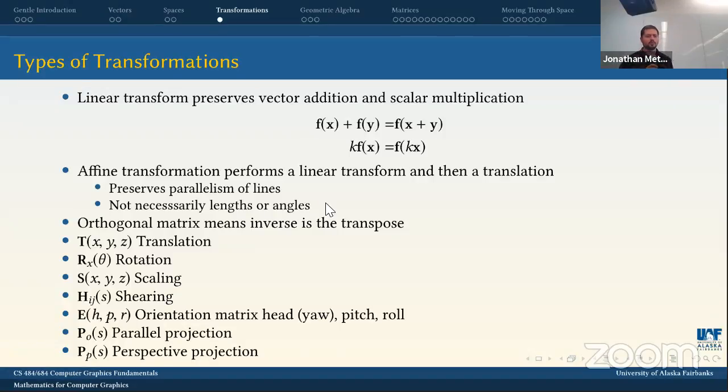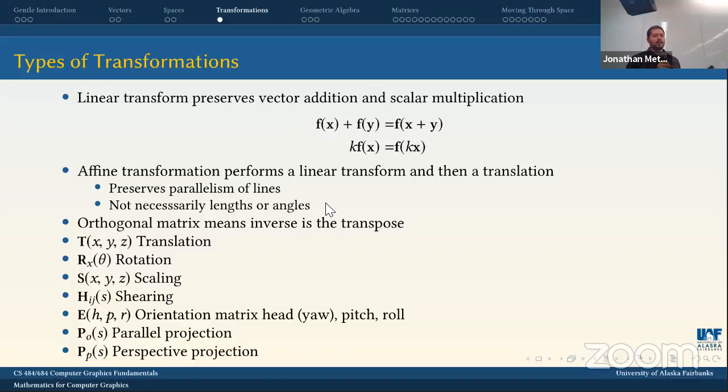And so sometimes we'll use Rx theta to represent an x-axis rotation, or Ry to represent a y-axis rotation, or Rz to represent a z-axis rotation. Although there's another way of doing that, where you can just say, I want to rotate along a certain axis. But let's talk about rotation. If I just rotate this object, is that an affine transformation? Yes, because of the parallelism of the lines. And in fact, the lengths and angles are also preserved as well.